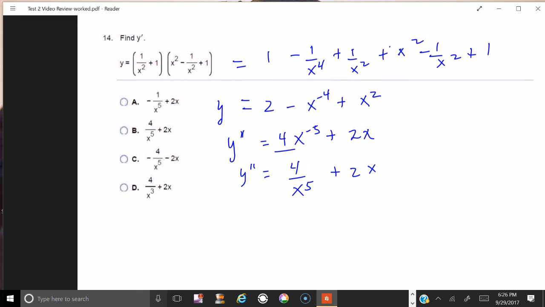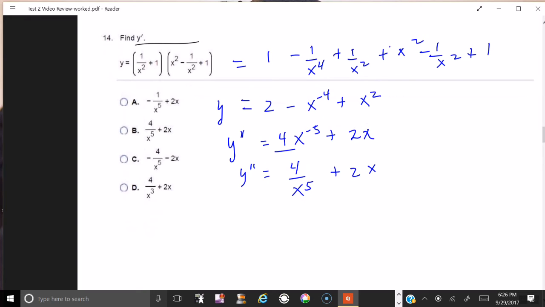Now, number 14, we want to find the first derivative, and I was a little bit confused here, because it looks like we're taking the second derivative, and the answer they've got is for the second derivative. So let's go ahead and do this problem.